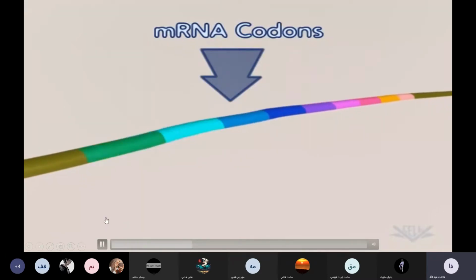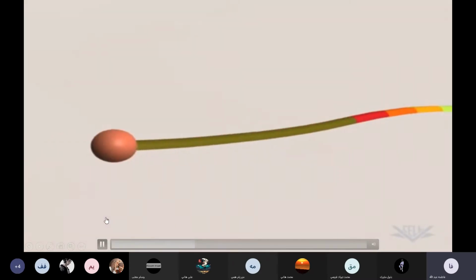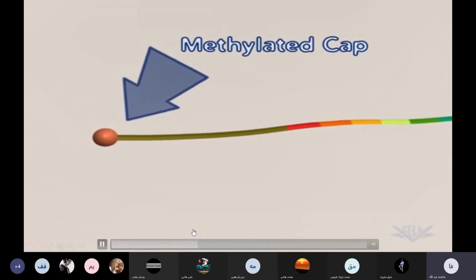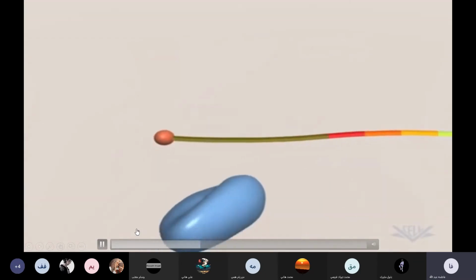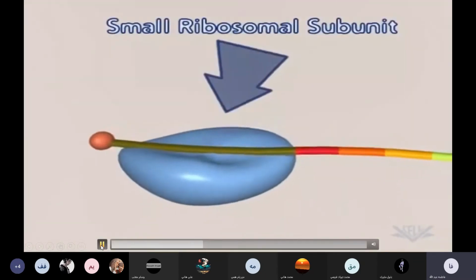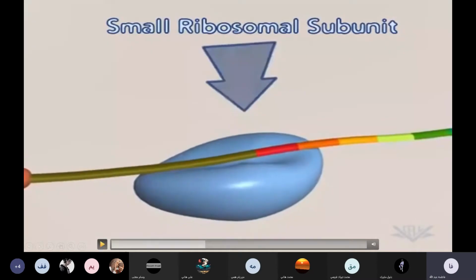code for specific amino acids. A methylated cap is found at the 5' end. Translation initiation begins when the small subunit of the ribosome attaches.